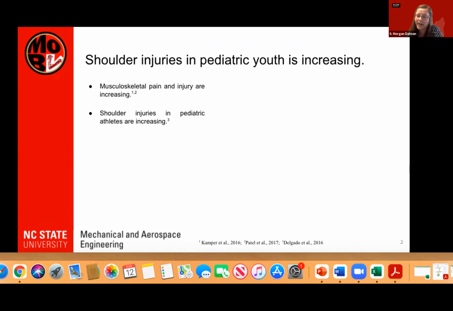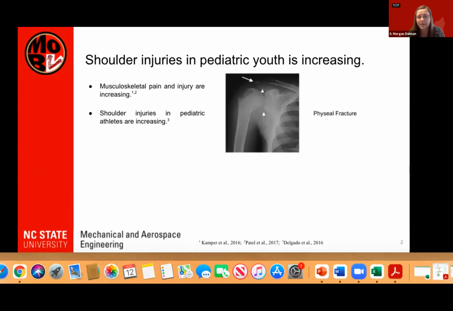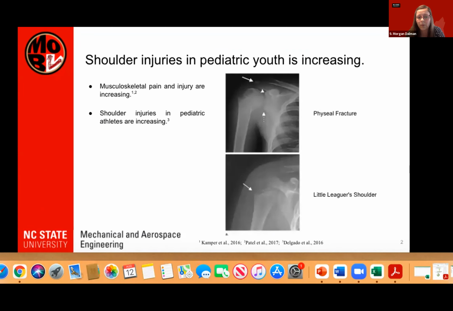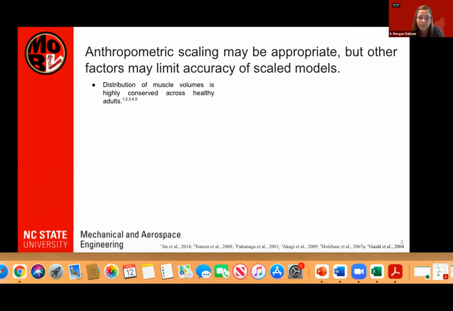Shoulder injuries in pediatric athletes, such as physeal fractures and Little Leaguer's elbow, are increased due to strength imbalance between bones and surrounding soft tissue, and often occur during developmental events. Injuries and chronic pain during childhood have an associated risk with injury and pain in adulthood. However, limited data is available on upper limb muscle architecture and joint moments of pediatric patients.